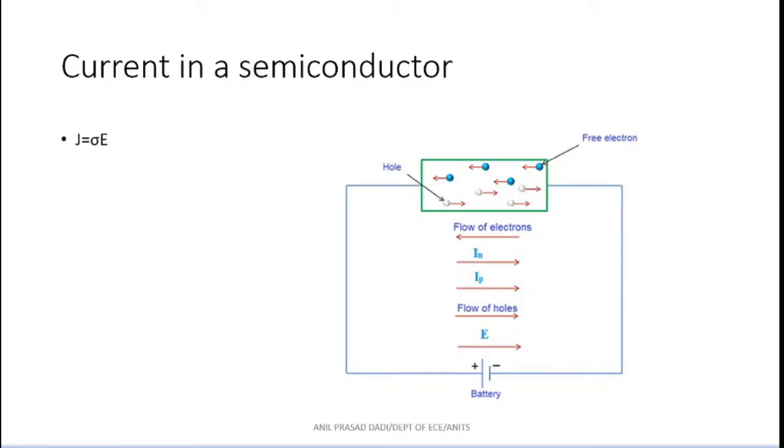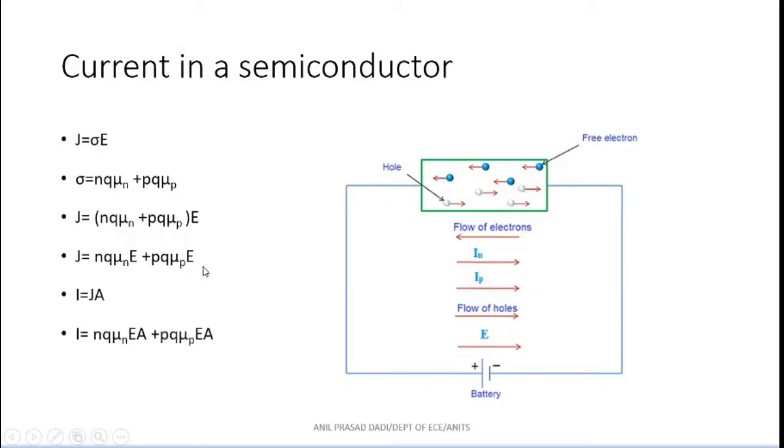You have already seen in our conductivity expression, J is equal to sigma E. J is current density, sigma is the conductivity of the semiconductor, and E is the applied electric field to your semiconductor. So what is sigma? You have already learned yesterday, sigma is given by N Q mu N plus P Q mu P. So when I replace sigma in the equation J is equal to sigma E, I will get J is equal to N Q mu N E plus P Q mu P E.